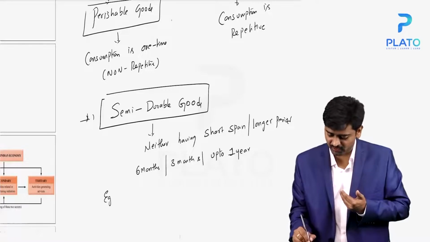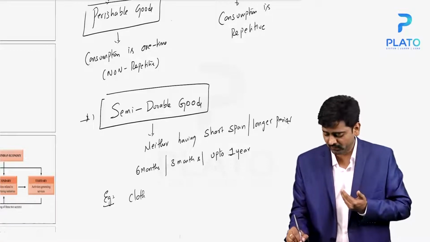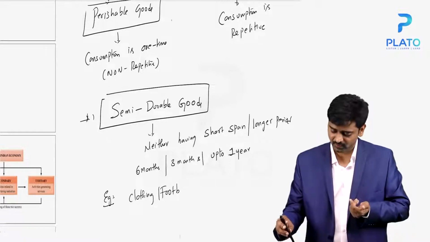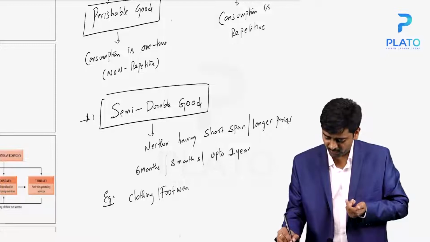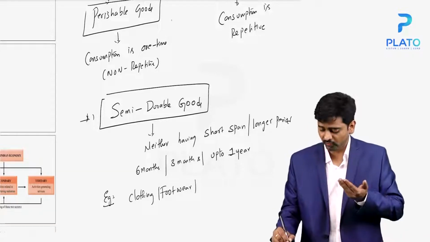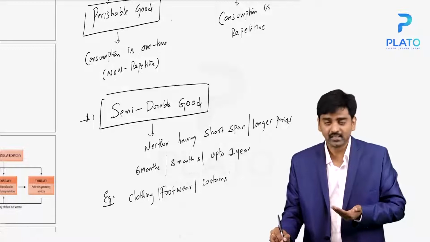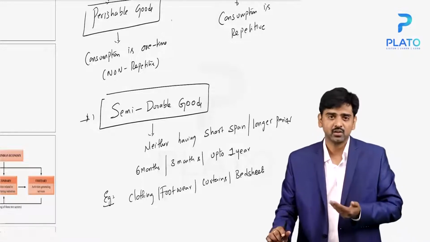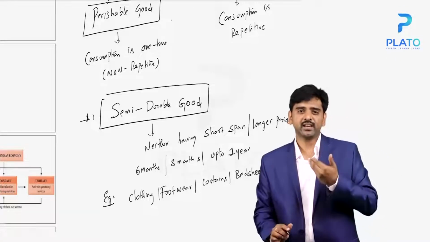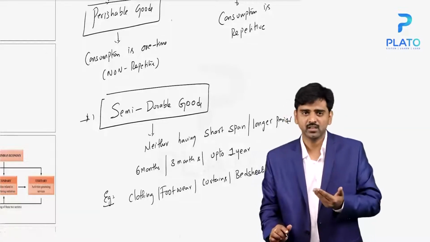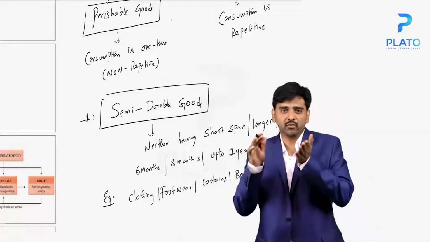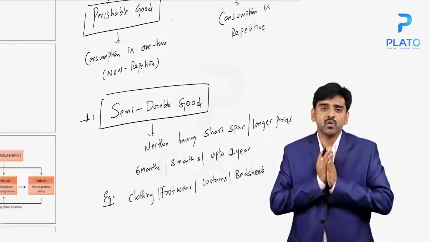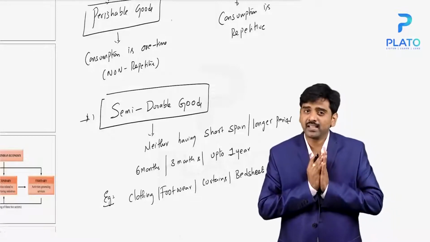What are the examples, guys? Maybe you can take clothing, or footwear, or curtains at your home, or bed sheets. Hope you people are getting some idea. Other plastic related items, fiber related items, whatever it is. If they last more than a few days and less than 365 days, they come under semi-durable goods.